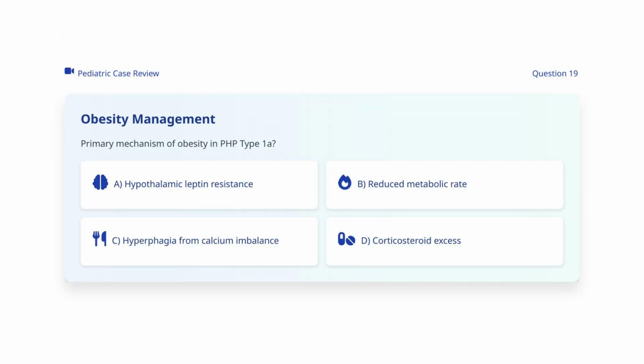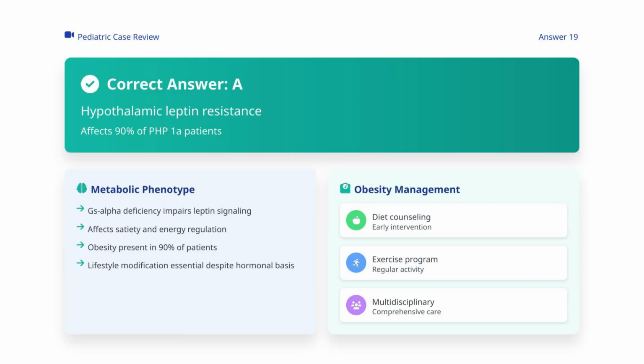What is the primary mechanism of obesity in pseudohypoparathyroidism type 1A? Option A, hypothalamic leptin resistance. Option B, reduced metabolic rate. Option C, hyperphagia from calcium imbalance. Option D, corticosteroid excess. Consider hormonal resistance mechanisms beyond calcium homeostasis. The correct answer is A, hypothalamic leptin resistance.